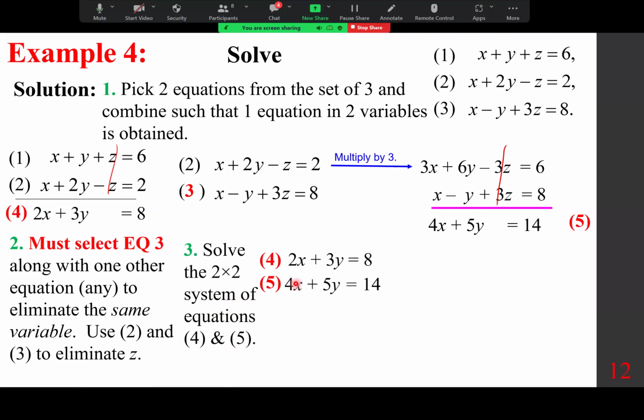As soon as we see 4x and 2x, we can see if we multiply this by -2, they cancel each other. So we're going to multiply this one by -2. The result for this one, this doesn't change. This becomes -4x, -6y, -16, and the second one stays unchanged.